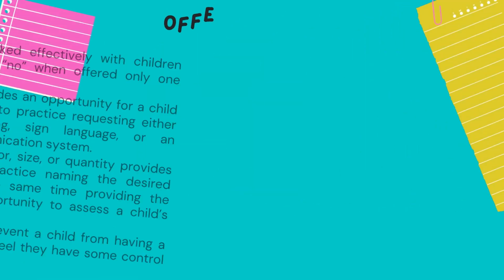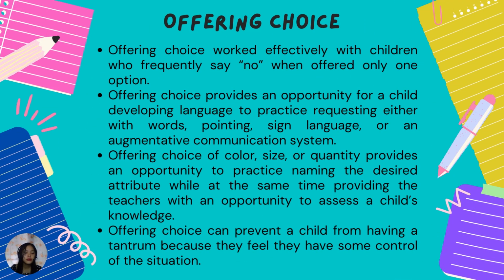So next is offering choice. These are examples of how offering choice can prevent problems as well as provide additional learning opportunities. So first, offering choice works effectively with children who frequently say no when offered only one option.